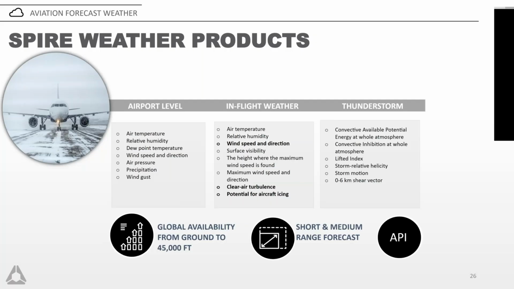Now if we go a little bit more into detail on the weather product that we have for the aviation industry, we provide 3 types of product. The first one provides an airport level understanding of the weather conditions with air temperature, relative humidity, and wind speed and direction, for example. The second package is an in-flight weather package, which offers wind speed and direction, clear air turbulence, and potential for aircraft icing. And the third package is a thunderstorm package, a little bit more specific. We provide this data globally and on a short and medium range forecast, and of course, via an easy to use API.